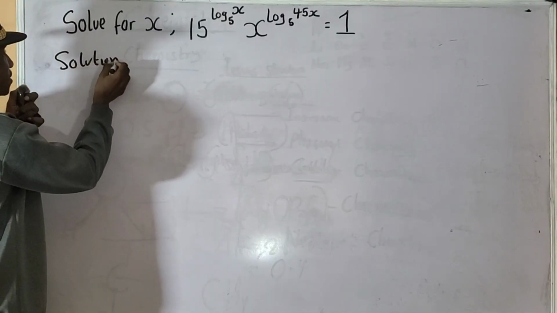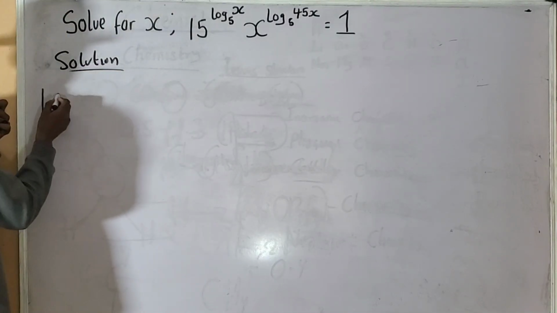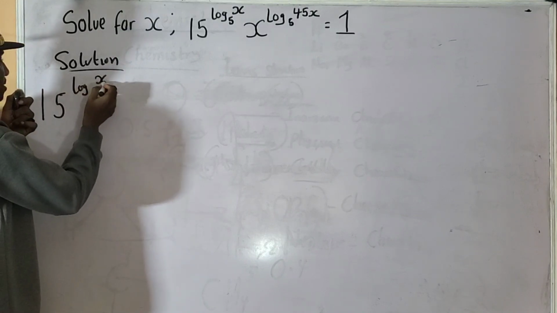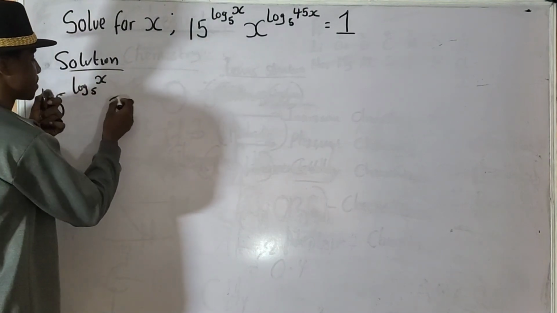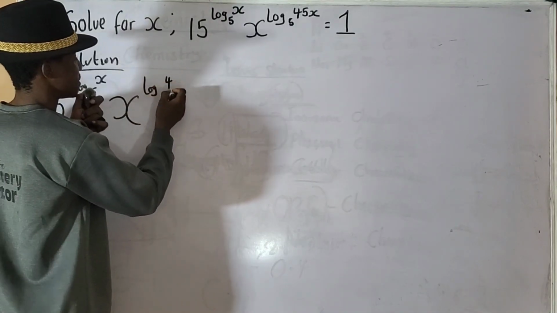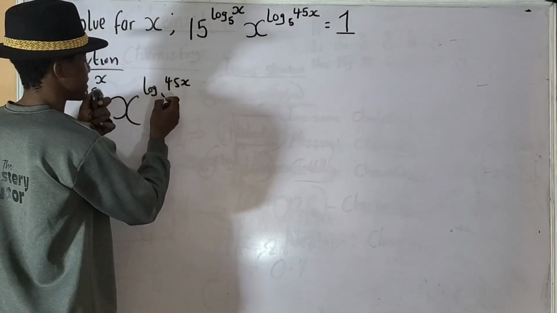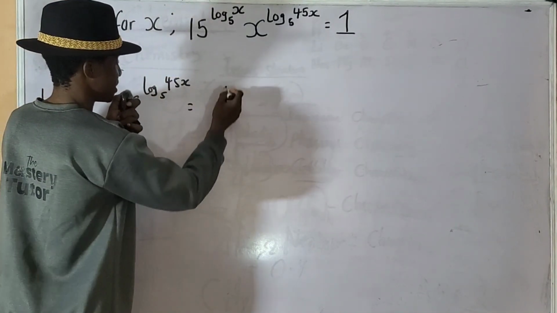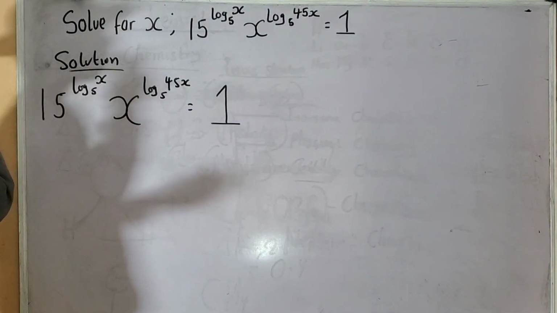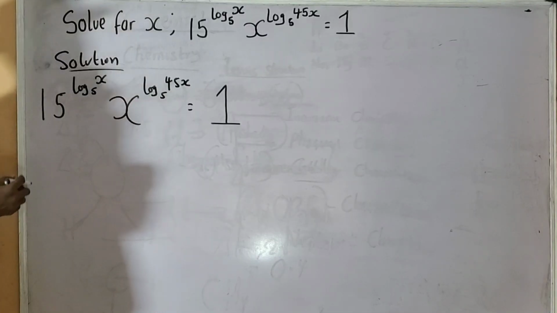We have 15 raised to the power of log x base 5 multiplied by x raised to the power of log 45x base 5. This will be equal to 1. The first step is that you have to take the logarithm of base 5 of both sides. Log both sides to base 5.